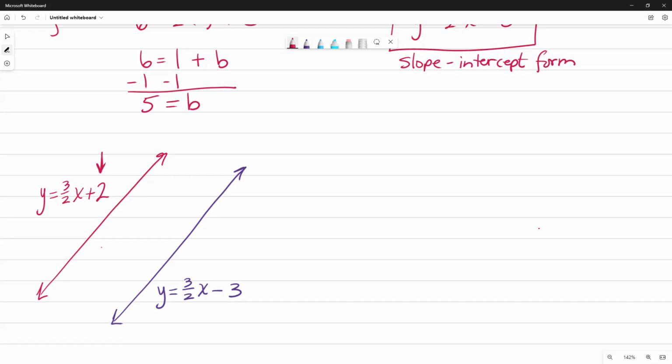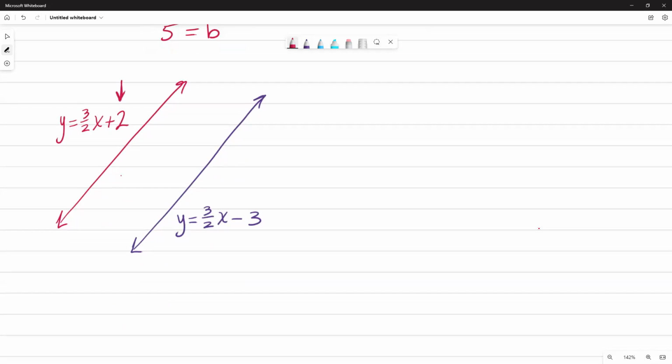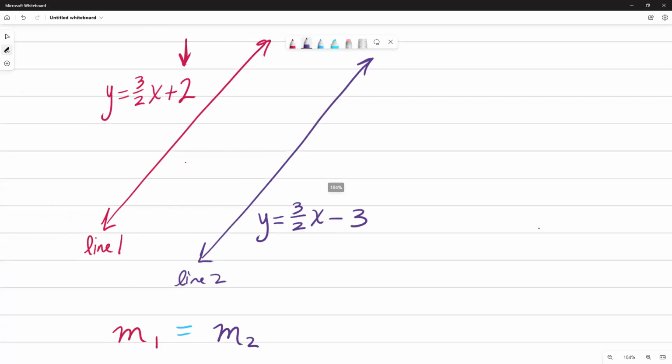Y'all see the difference in the equations on that graph? But their slopes are the same. If this is line 1 and this is line 2, then the slope of line 1 is going to equal the slope of line 2. Their rate of change is identical. They're both 1.5, or 3/2.